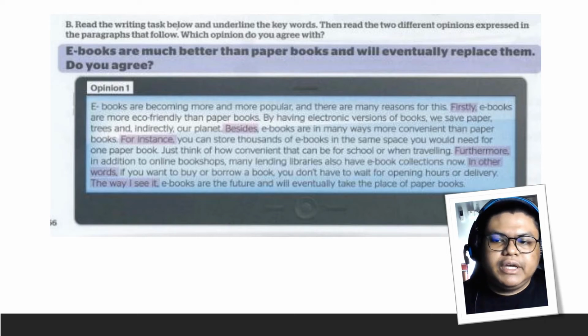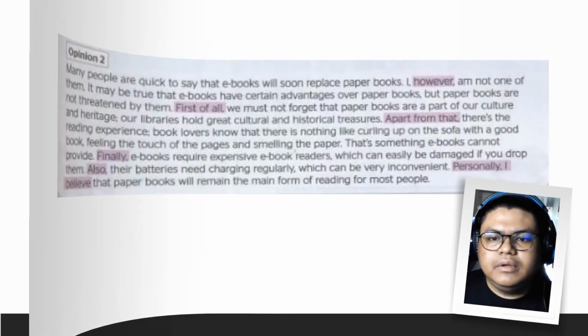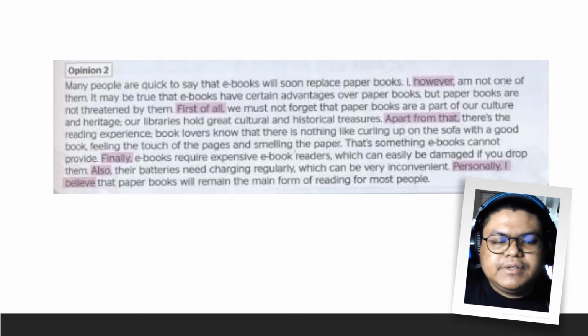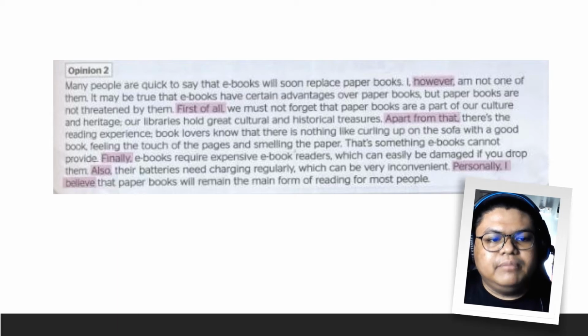So now we are going to look at the second opinion. Okay, so this is the second opinion on ebooks. Many people are quick to say that ebooks will soon replace paper books. I, however, am not one of them. It may be true that ebooks have certain advantages over paper books, but paper books are not threatened by them.